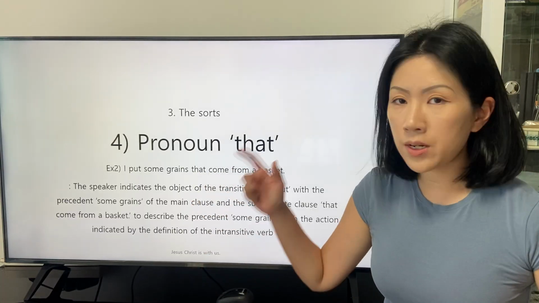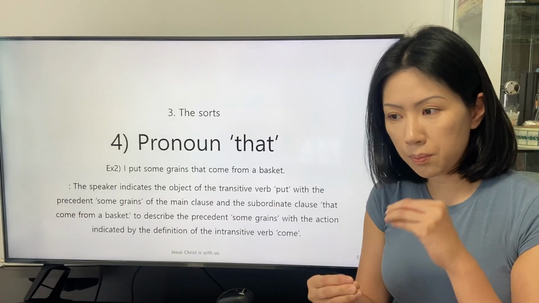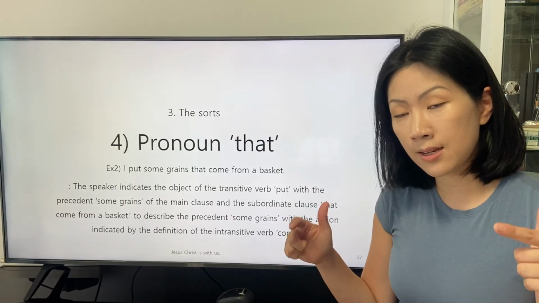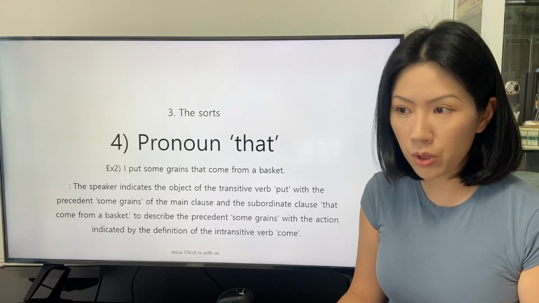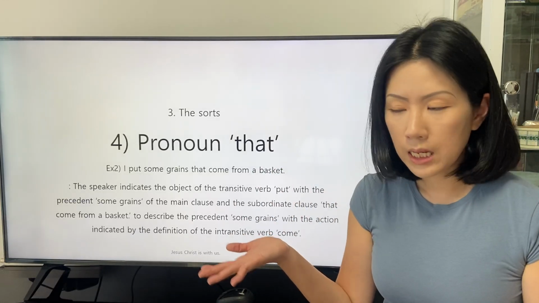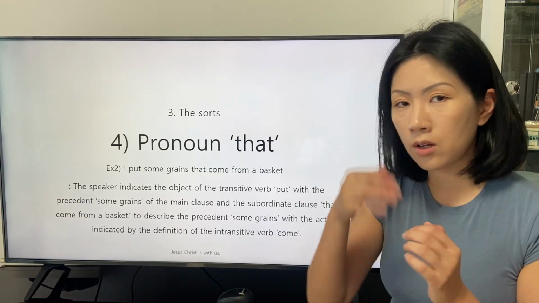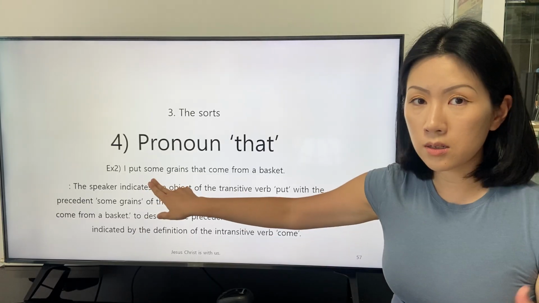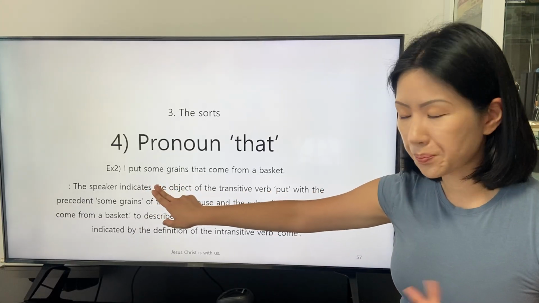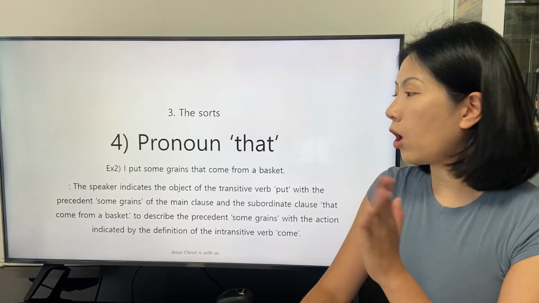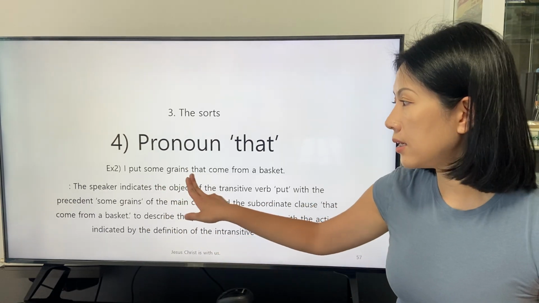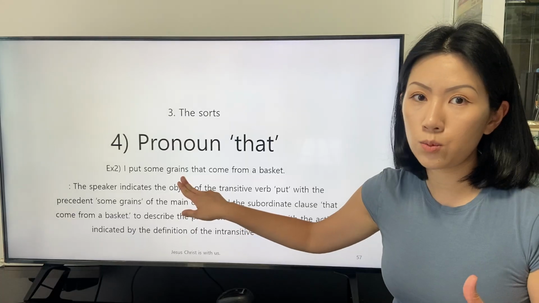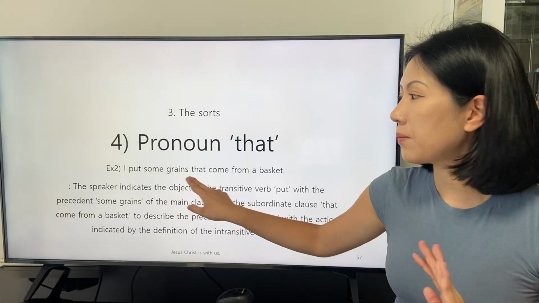As the speaker only applies the pronoun that in the defining way, without any comma, the listeners can understand that the precedent that indicates the same object as the pronoun that is this, some grains, which is stated right ahead of the pronoun that.